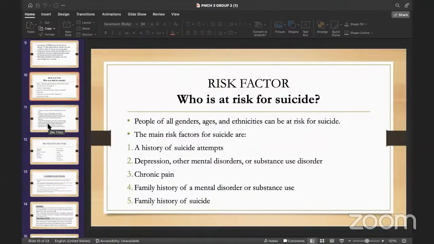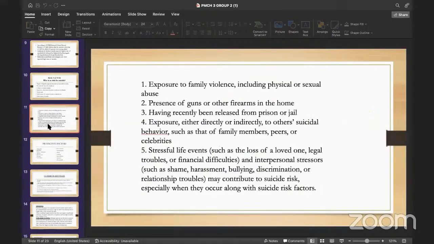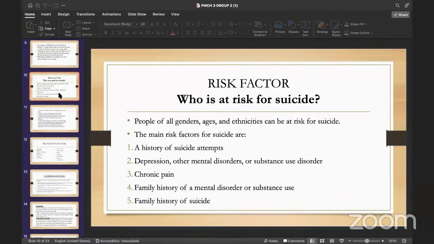A history of suicide attempts means the person has had several attempts at suicide, depression and other mental disorders, and substance abuse. And chronic pain, when someone is suffering from chronic pain, they may want to attempt suicide. This is one example of chronic pain. Family history of mental disorder or substance use. By using drugs, they don't know what they're doing. They will be unconscious, so that they'll commit suicide. Family history of suicide.